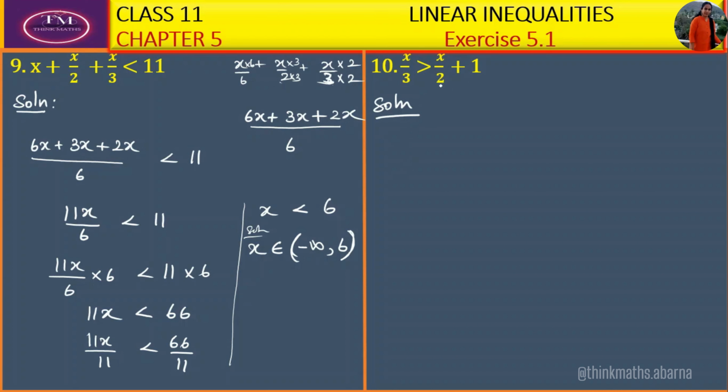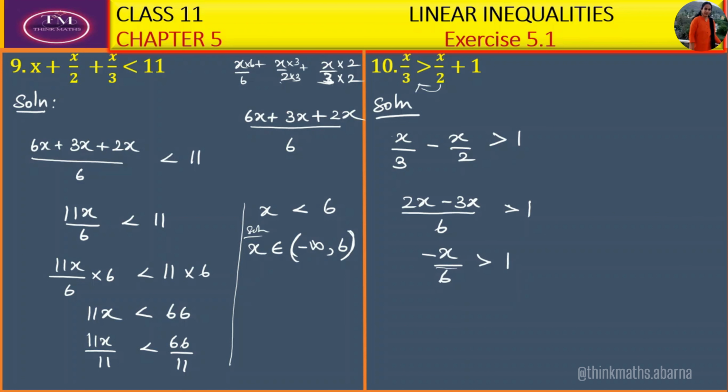Okay. First, let us take this x to the left side. So it will become x by 3. This plus x by 2 will become minus x by 2. Greater than what is remaining? 1. Now 2 and 3 are prime numbers, so we can just multiply by 6. Now you have 2x minus 3x is greater than 1. What is 2x minus 3x? It is minus x. Minus x by 6 greater than 1.